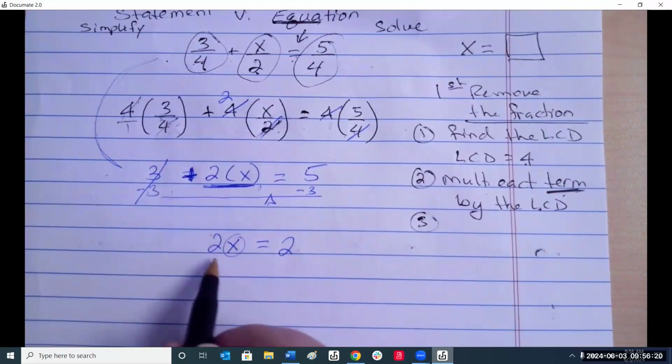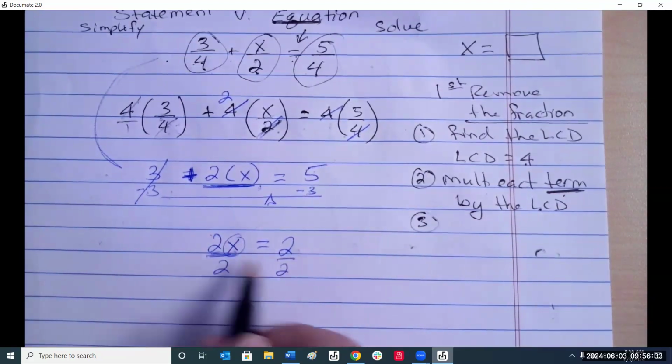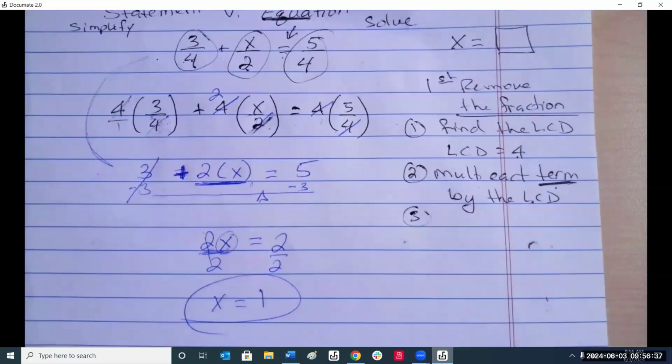We're solving for x. We have to get rid of the 2. How are they connected? Well, they're connected by multiplication. What's the opposite of multiplication? Division. So we divide both sides by 2. 2 divided by 2 is 1. And there's your answer.